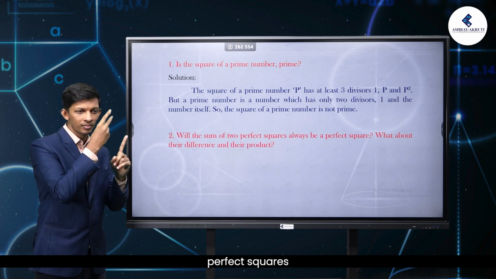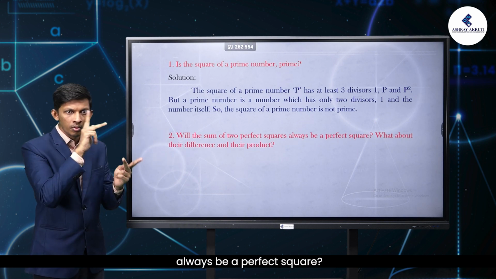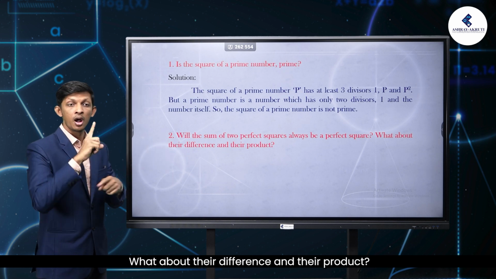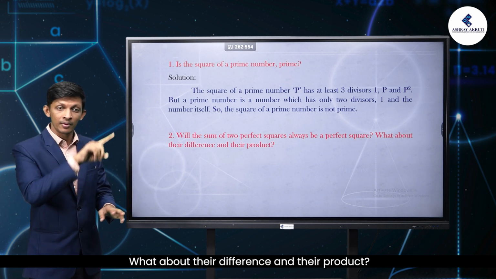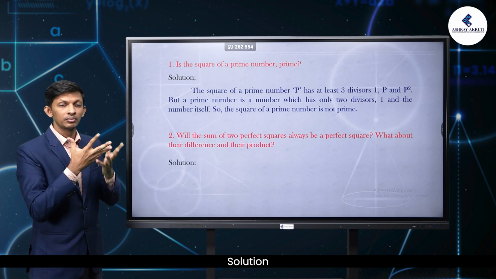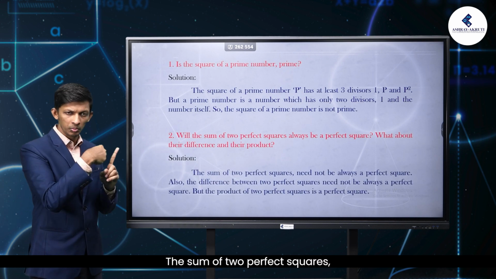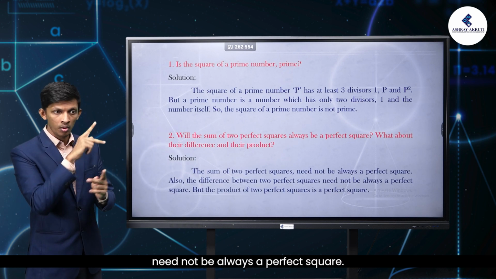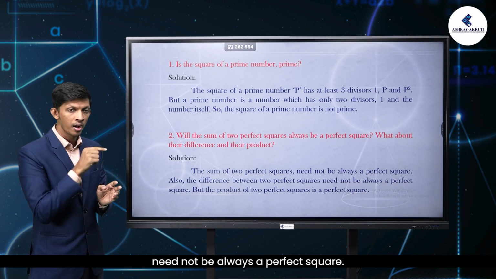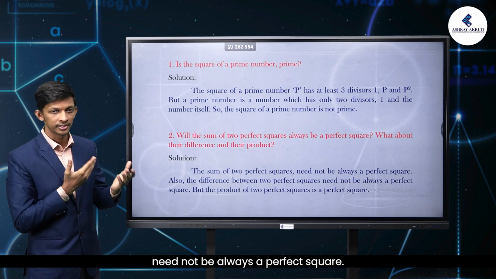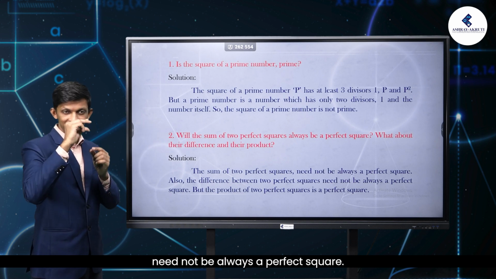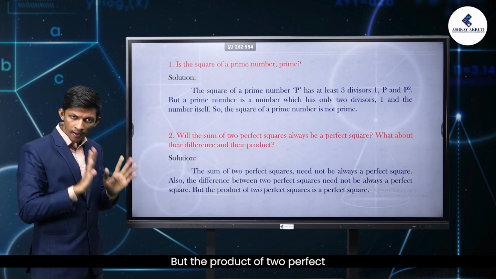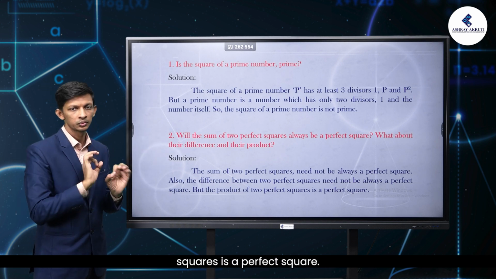Will the sum of two perfect squares always be a perfect square? What about their difference and their product? Solution: the sum of two perfect squares need not always be a perfect square. Also, the difference between two perfect squares need not always be a perfect square, but the product of two perfect squares is a perfect square.